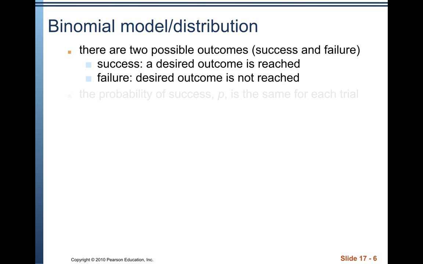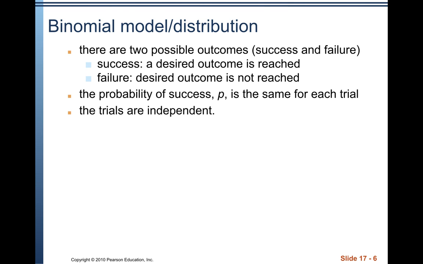Another characteristic of a binomial model is that the probability of reaching that desired outcome, the probability of success, is the same for each trial. No matter how many times you flip a coin, the probability will always be 50-50. If you're using a standard die, the probability of each outcome is always going to be 1 out of 6. That probability does not change no matter how many times you roll the die or flip the coin.